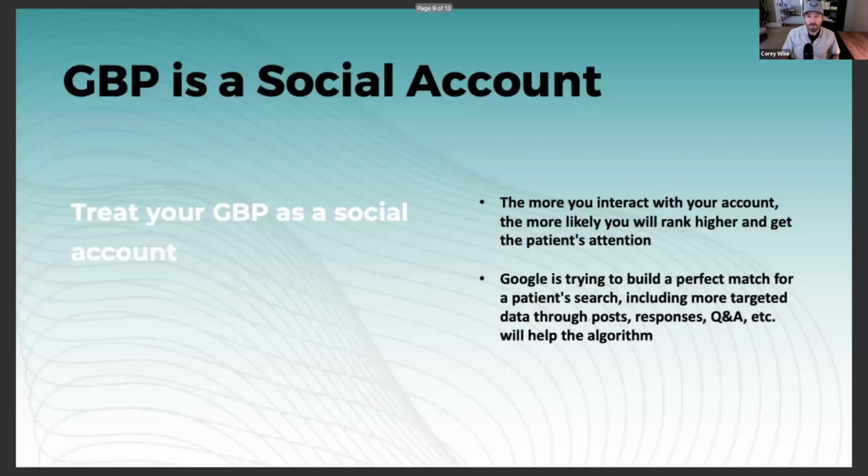So, Google Business Profile as a social account. What is that? If you think of Instagram and Facebook and Twitter, people are consistently updating them. They're taking pictures of everything and updating their profiles. They're always active on those. Google Business Profile should be treated the same way.